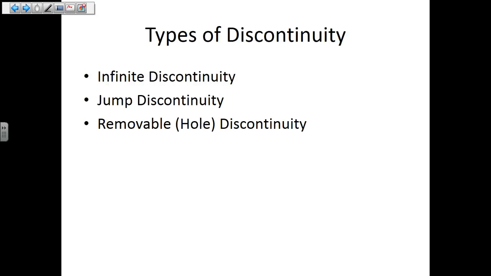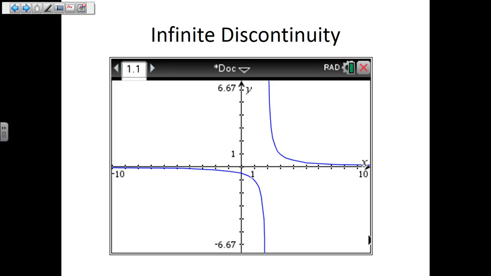Now, if a function or a graph is not continuous, there's only three types of discontinuity that we need to worry about. There's what's referred to as an infinite discontinuity, a jump discontinuity, and what's referred to as a removable or a hole discontinuity. So let's take a look at what an infinite discontinuity is.